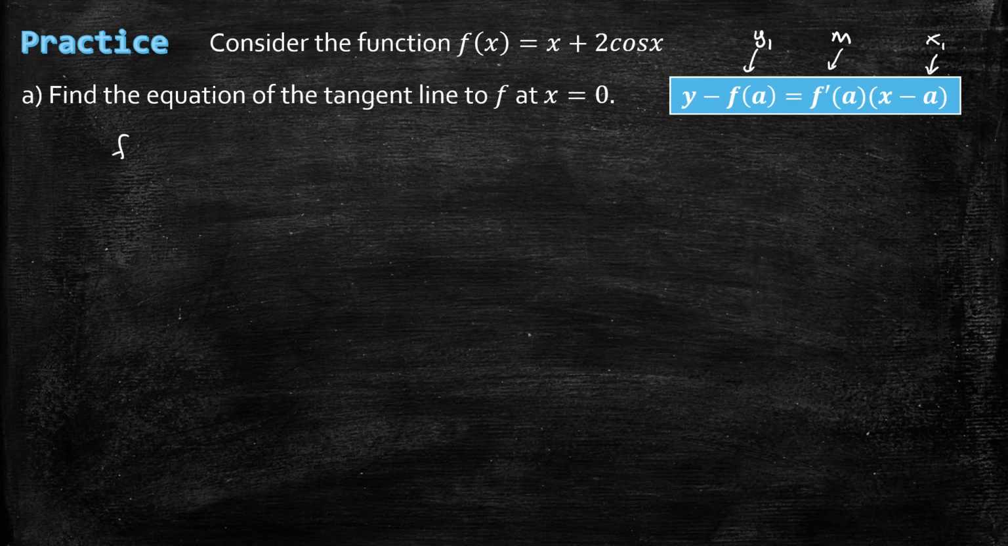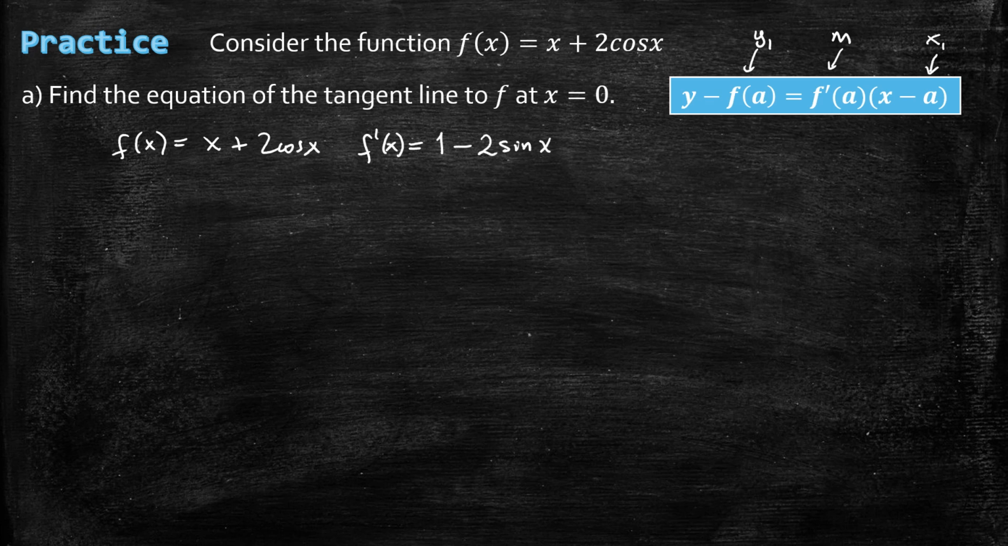So let's organize this. Whenever I'm doing equations of tangent lines, I like to have things set out in a nice, neat manner. So the first thing I do is get that derivative function. The derivative of x is 1, and the derivative of 2 cosine x, well, the derivative of cosine is negative sine, and we just have that coefficient in front.